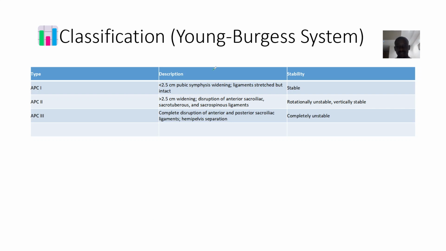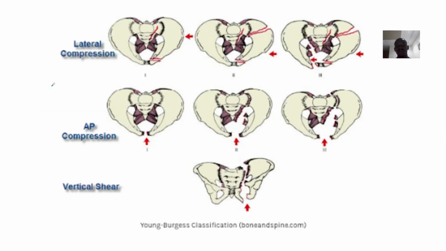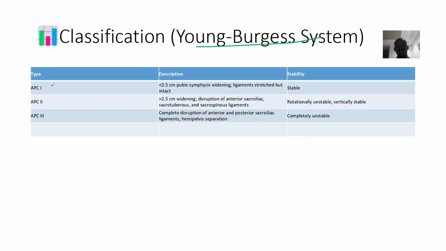For the classification, there's a classification system which is known as the Young-Burgess system. All right. So we have the anteroposterior compression injuries type 1. This one is less than 2.5 centimeters, pubic symphysis is widened, ligament stretched but intact. Stability, you are still stable. The type 2 is more than 2.5 centimeters widening, disruption of anterior iliac, sacrotuberous, sacrospinous ligament. All right. Rotationally it is unstable, but vertically still stable.